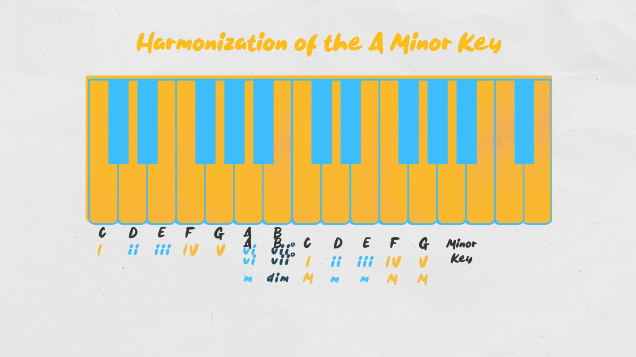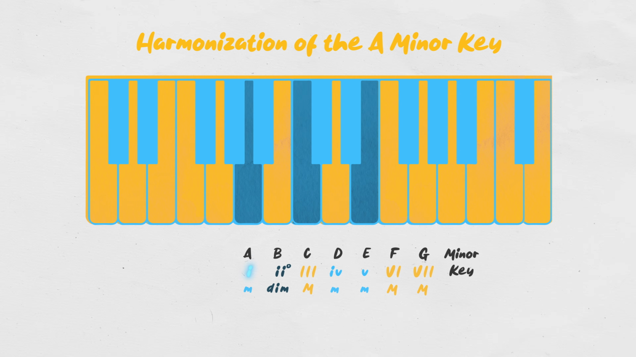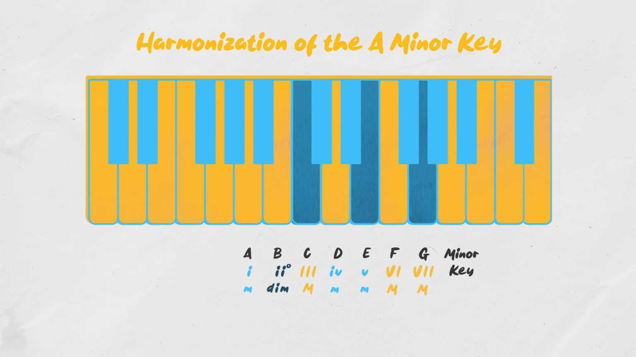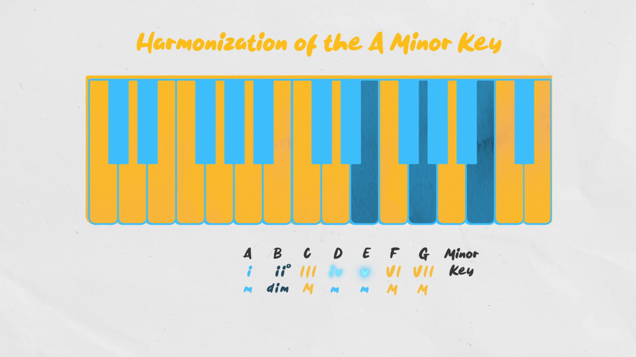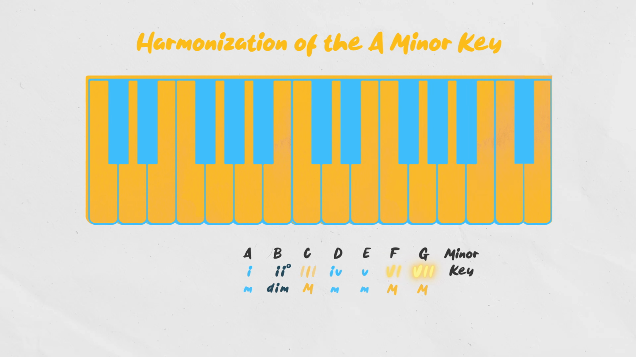Now, when it comes to harmonizing chords in a minor key, the concept is quite similar, but with a twist. In a minor key, the chord pattern follows the same sequence as a major key, but starts from the 6th degree of that major key. So in this case, the first degree hosts a minor chord, the second a diminished chord, and the third presents a major chord. The fourth and fifth degrees host minor chords, while the 6th and 7th degrees offer major chords.